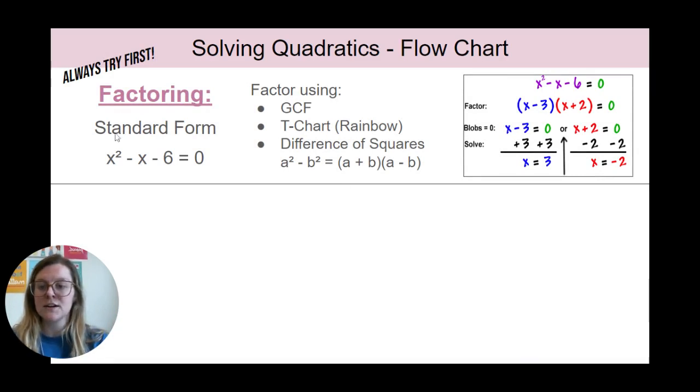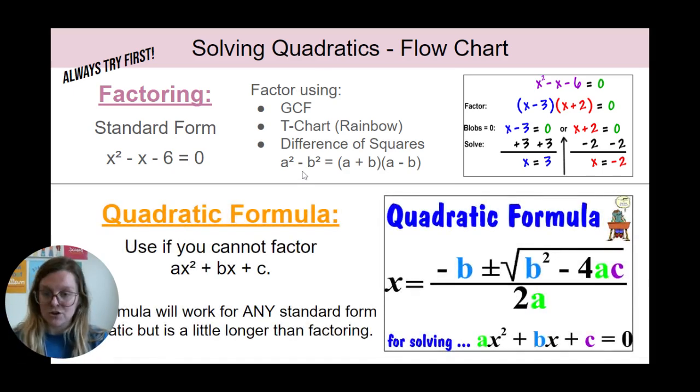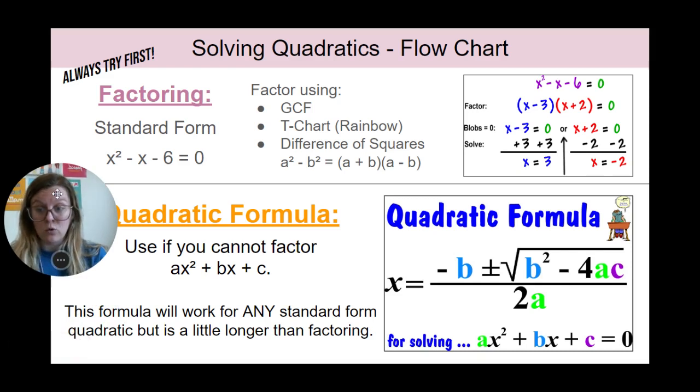So remember, if it's in standard form, we have the x squared, the x, and then the number. We're going to see if we can factor using any of these methods. If we cannot factor and it is in standard form, we are going to use the quadratic formula. Now, this formula will work anytime. So even the ones that you can factor, you can also always use the quadratic formula, but it's kind of a little long. So we always try to factor first to save us some time.